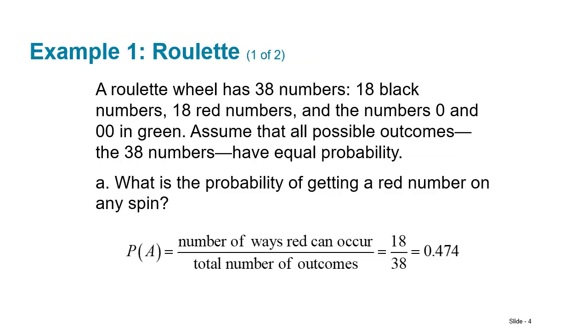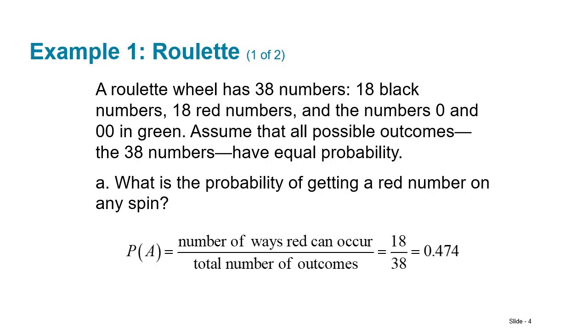So here's another example. A regulation roulette wheel has 38 numbers, 18 of them are black, 18 of them are red, and then you have two green numbers, 0 and 00. Assume that all possible outcomes, the 38 numbers, have equal probability, which you should, because on the wheel they should all be the same size, unless somebody's cheating. What's the probability of getting a red number on any spin?